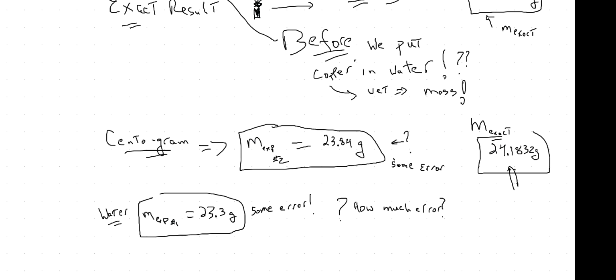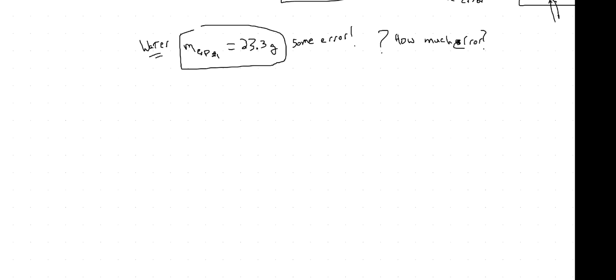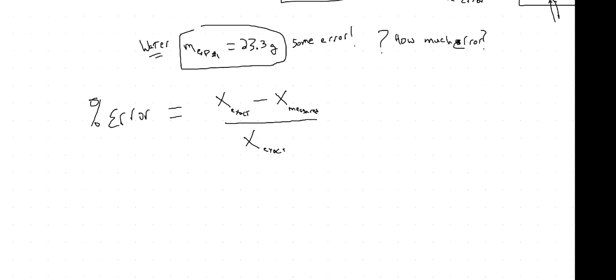10%, 6%, 28%. How can we figure out how much error? Sorry, that's an E for error. Okay, well, here's a formula given to us in the lab write-up. Percent error for any quantity, we'll call it X for now, is given by X exact, the exact result, minus, and it doesn't matter which one we take minus, what we measure, the value we measured. We're going to divide by X exact, and multiply this whole thing by 100%, so we get a percentage.